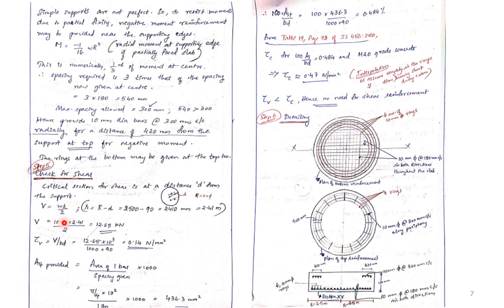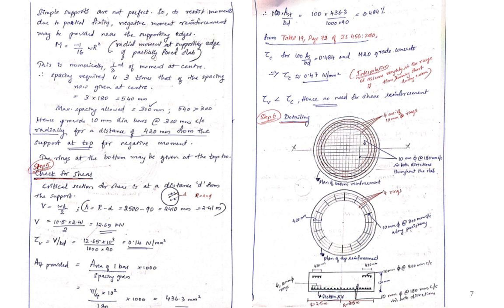So V is equal to WR by 2. This is the general expression for all the three cases. And what is the R value here? R is the distance of the point considered from the center. So where is the point considered? At the critical section, the point is at a distance d from the support. So small r is equal to radius minus d. So the r value is 2.41 meter. So what is V? V is equal to 10.5 into 2.41 divided by 2, which is equal to 12.65 kilonewton.